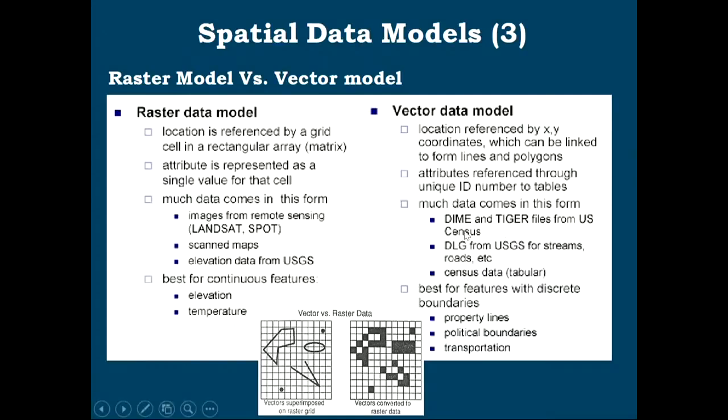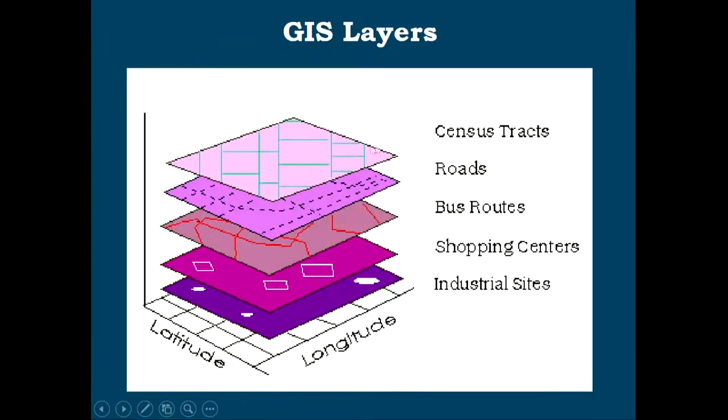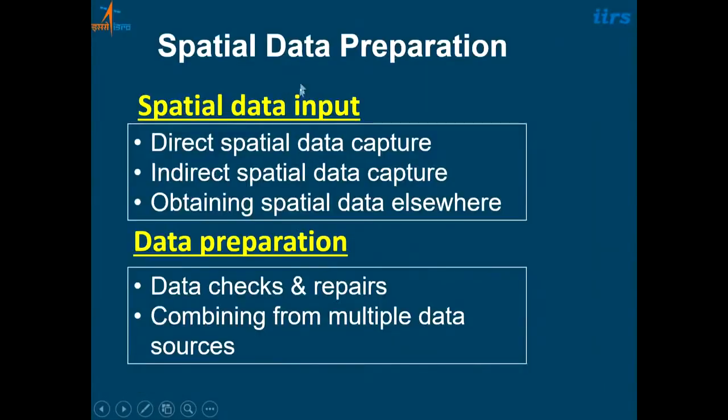There are some other formats for GIS data. Vector data is collected through digitizing. I have one image, I draw something on top of it, and then it provides me the data in the vector format. If you see here, there are some GIS layers, for example sensor track, road track, bus routes, shopping centers, industrial site. So we talk about GIS layers also. These data sets are covered as different layers, and these layers can be combined together to form any kind of decision analysis.